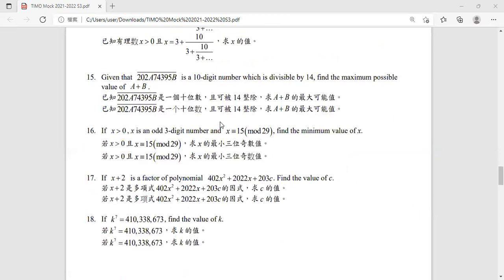question 15. Now, we are given that 202A743955B is a 10-digit number which is divisible by 40. Find the maximum possible value of A plus B.